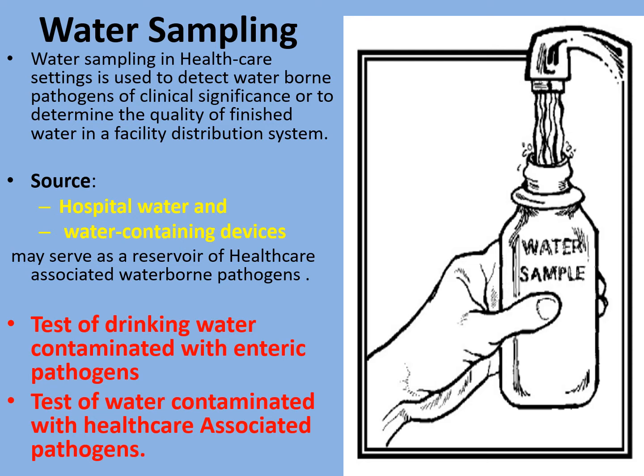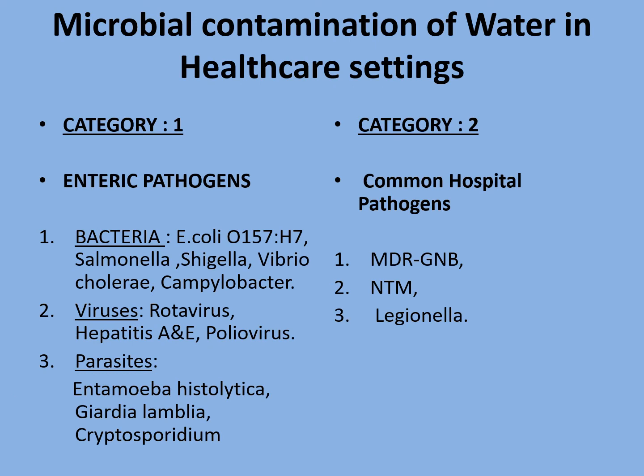We use it to test drinking water contaminated with enteric pathogens. Next is testing of water contaminated with healthcare associated pathogens. So category 1 is enteric pathogens in drinking water. Those are bacteria, viruses and parasites.